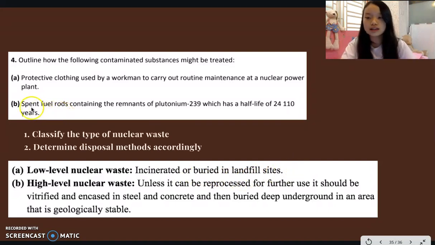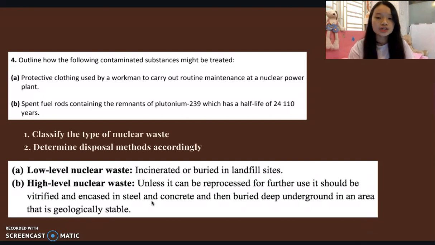For substance B, spent fuel rods containing the waste of plutonium-239 can be classified as high-level nuclear waste, and therefore its disposal method is that unless it can be reprocessed for further use, it should be vitrified and encased in steel and concrete and then buried deep underground in an area that is geologically stable. Vitrification is basically the process of turning the waste into glass.